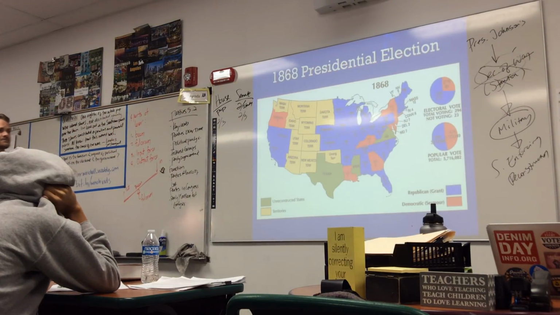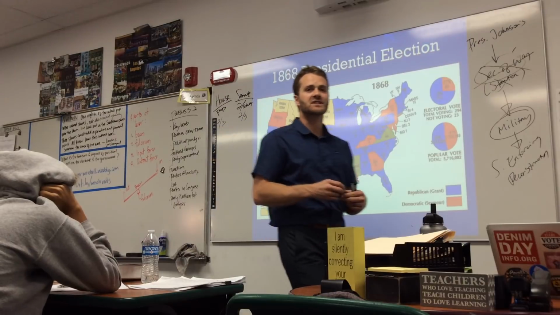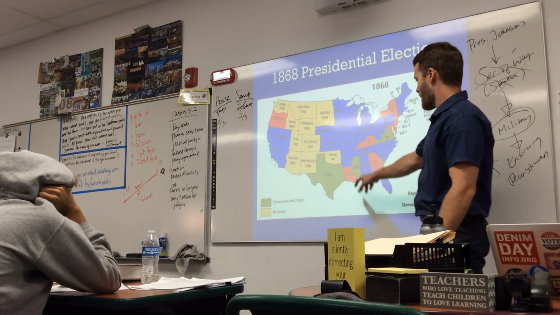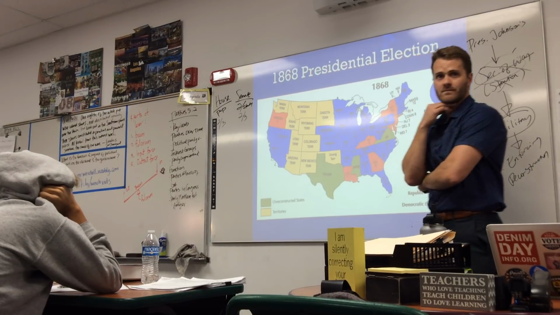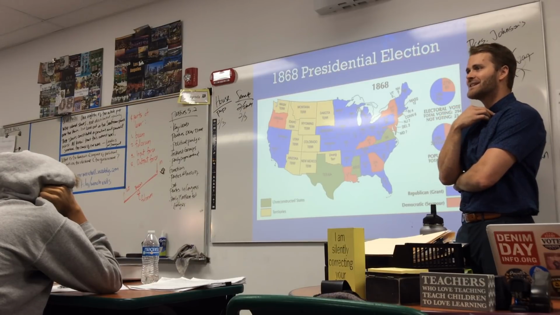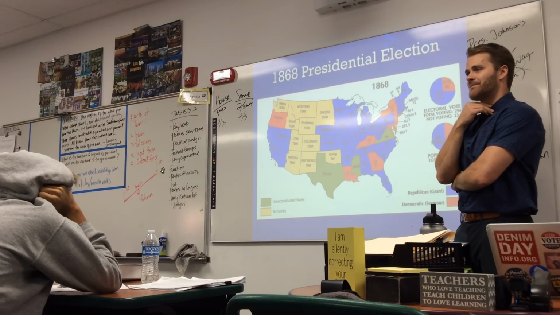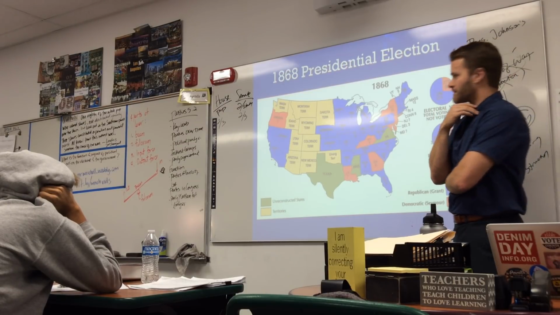Here's my election. 1868. We have some states that are still unreconstructed. Texas is still not back in the Union. Mississippi's still not back in the Union. Virginia is still not back in the Union. They have not met the requirements. They refused to ratify the 14th and 15th Amendment. They're not doing their part. So Congress is like, cool, y'all can stay out. They don't get to vote in the presidential election, even though the war's been over for 3 years.